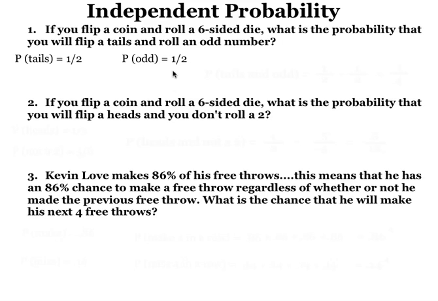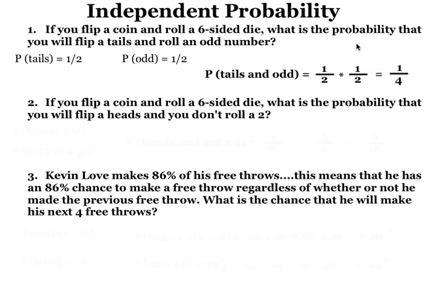Now to find the probability that both of these events happen, you have to multiply the events. So if I do that, I take the probability that I flip a tail and get an odd number when I roll the number cube. I take 1/2 times 1/2 and I end up getting 1/4. Let's look at number 2.